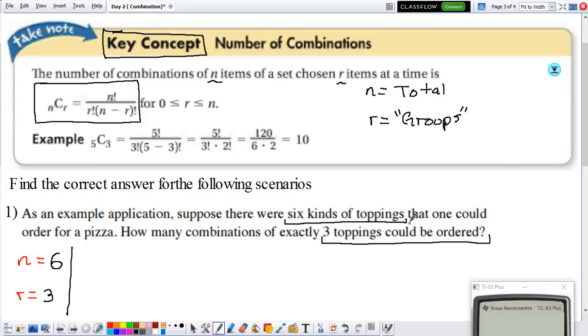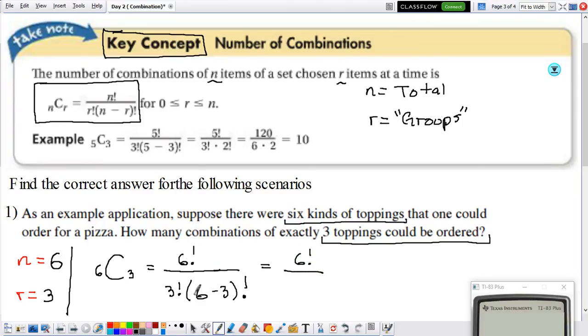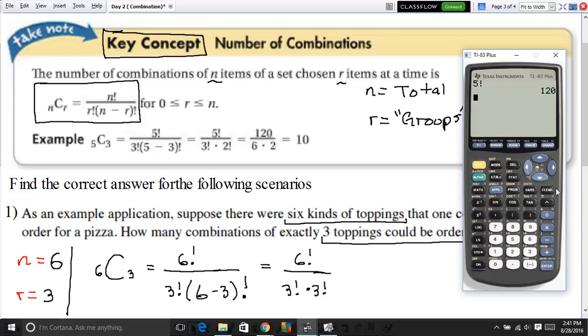Now that we know n and r, we have a formula right here. So what do we do? We just plug it in. That's all. So it's n, which in this case is 6, so we'll find 6 combination r, which is 3. This is equal to n factorial, which is 6 factorial, over r factorial, which is 3 factorial, times n minus r, so that's 6 minus 3 factorial. Let's see if we can simplify this. The 6 remains 6, the 3 remains 3, so that's 3 factorial times another 3 factorial.